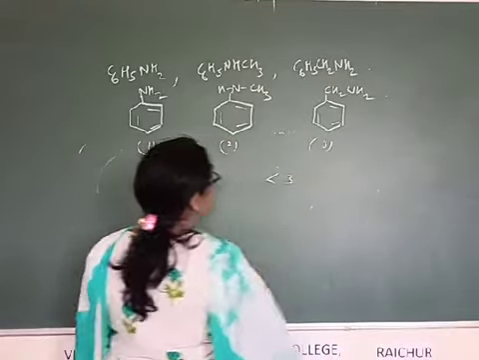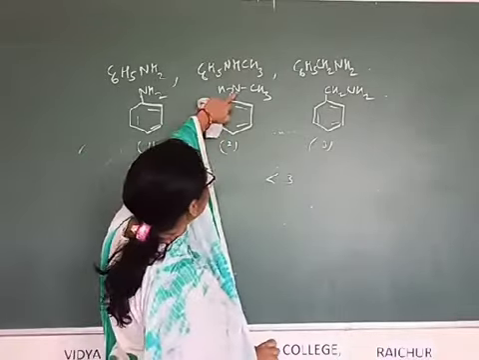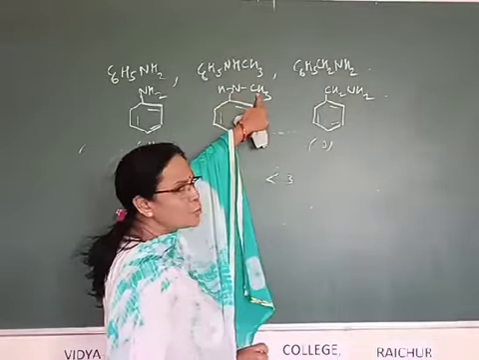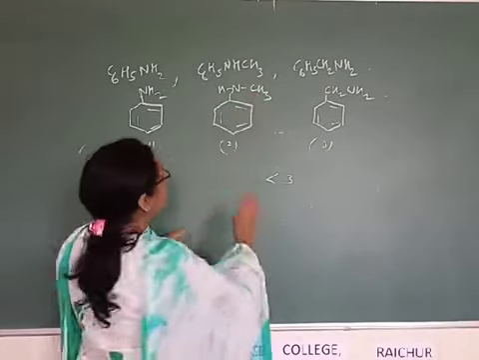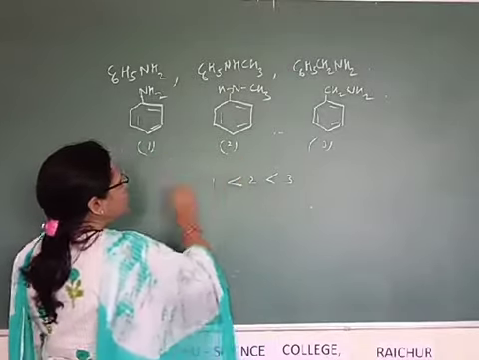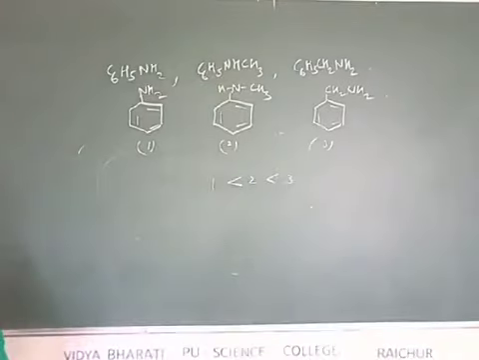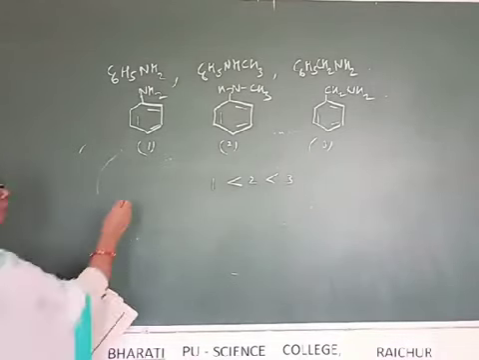Third will have maximum basic strength. Now out of these two, here the basic strength is somewhat increased due to the methyl group because it is electron releasing in nature, isn't it? So therefore second will have more basic strength than the first. So 1, 2, 3 is the order. Understood? Now next compounds are given.